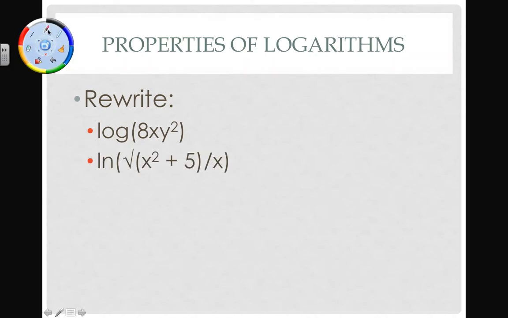Next example is the natural log, because it's still a logarithm, so it still follows the same rules. This is the natural log of the radical x squared plus 5, so that's the numerator, divided by x. x is not under the radical in this particular case. So I get the natural log of a quotient. I'm going to rewrite this as a difference: the natural log of the radical minus the natural log of the denominator.